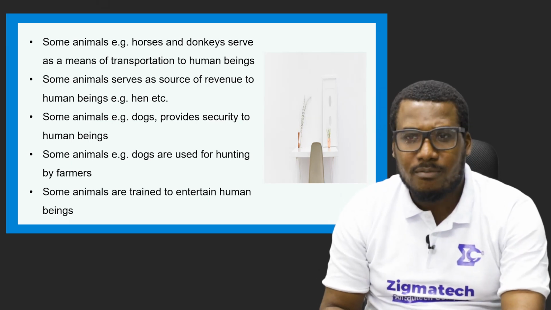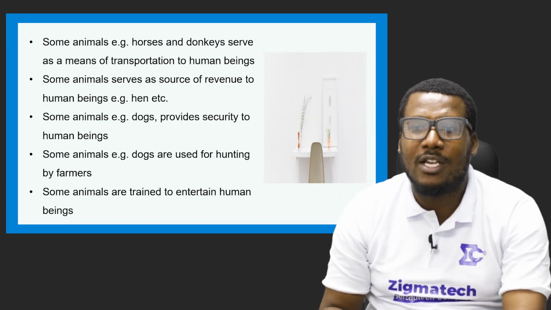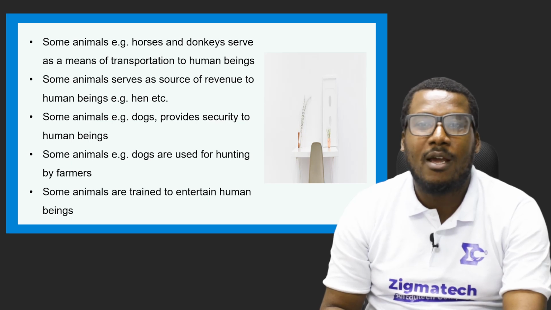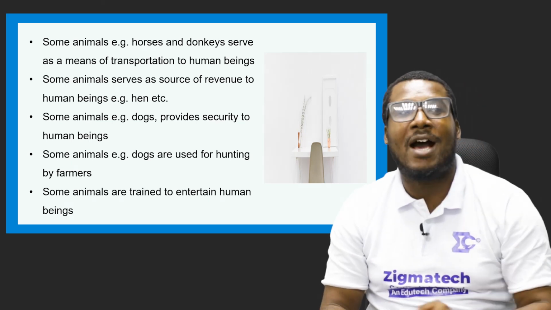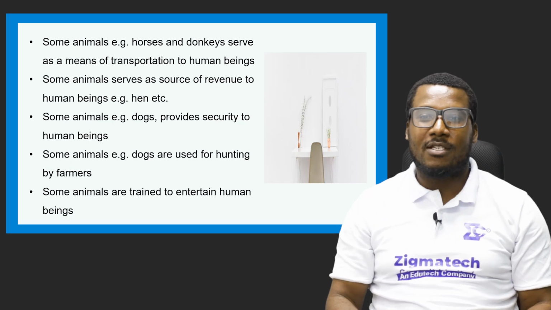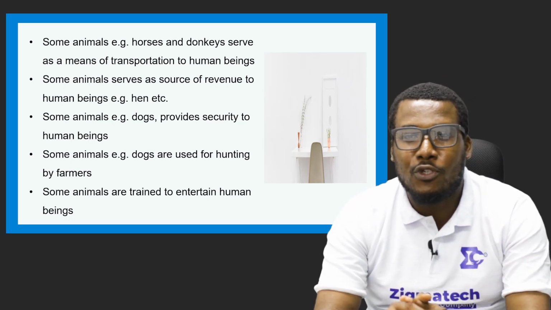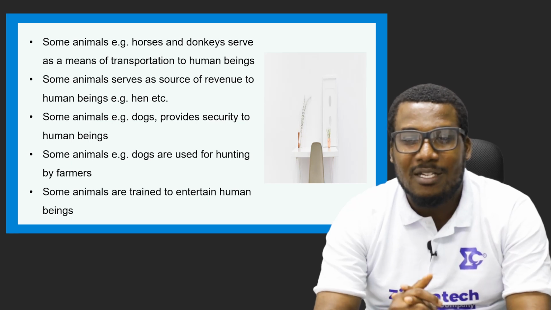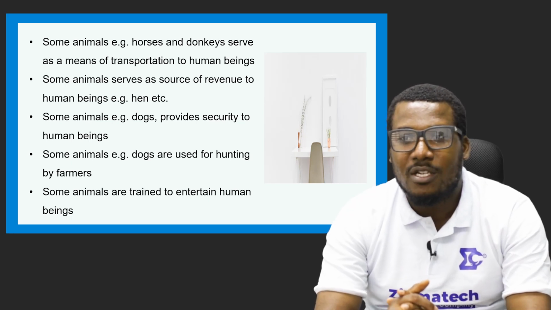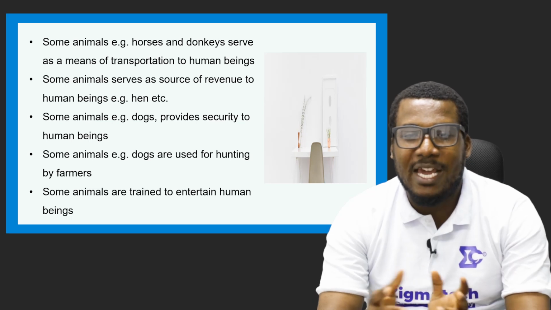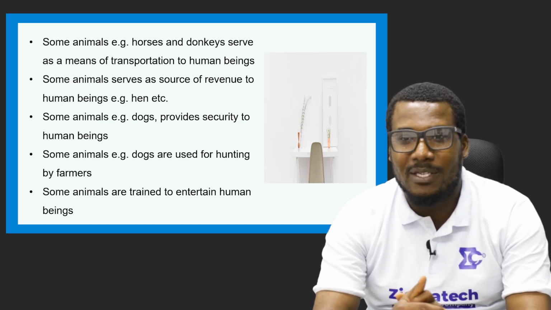Some animals like dogs are also used for hunting by farmers and also by the police, the law enforcers. There are some dogs that are very, very strong in their pursuit of humans. Like I said, their nose tends to pick up some of these particles faster than human beings can pick them up.